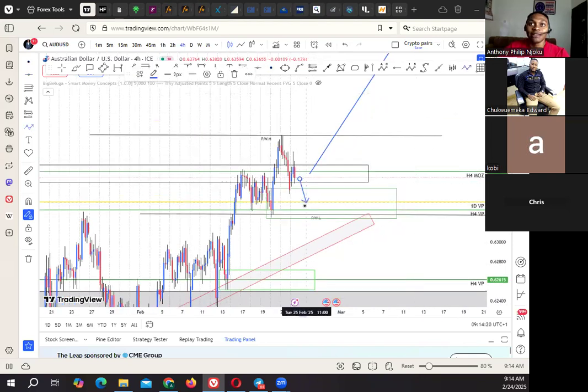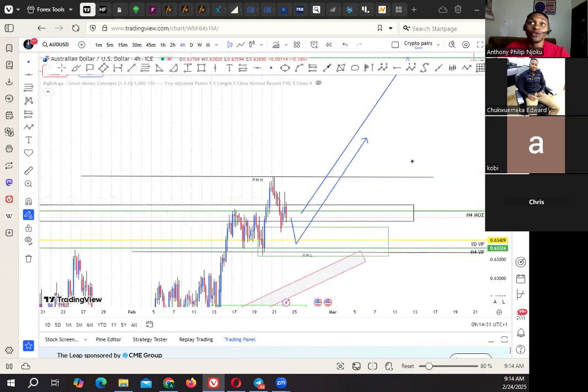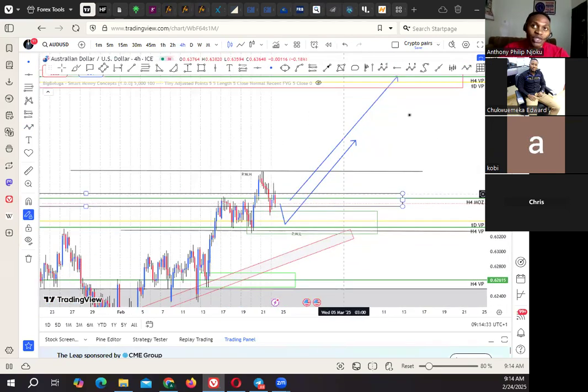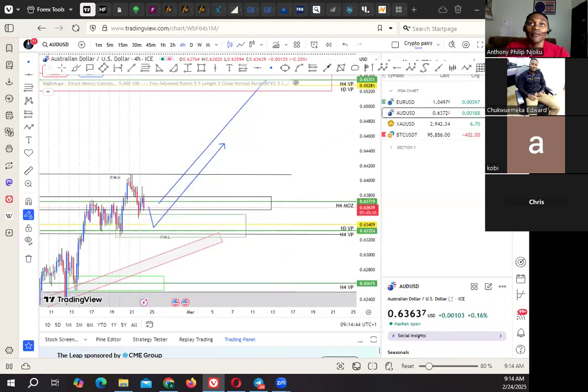So I have just a slip towards the demand zone and optimization zone, okay, and from here start moving to the upside. But one thing for sure is that we're waiting for the buy bias. Any buy setup we get at a discounted level, we'll be taking it, okay. So that's what I see for AUD against the dollar.